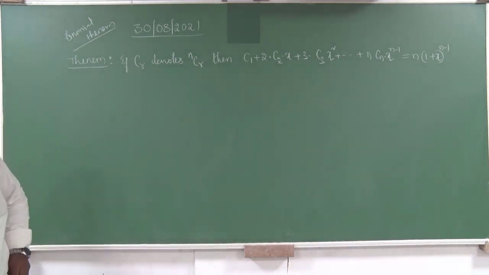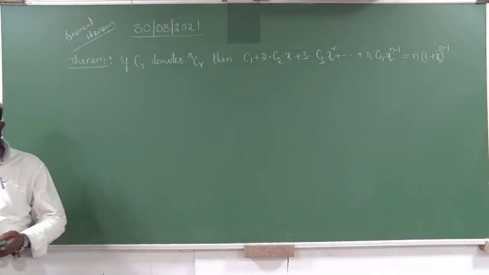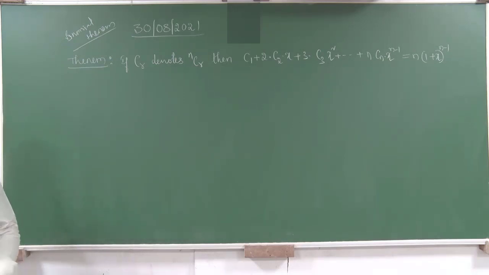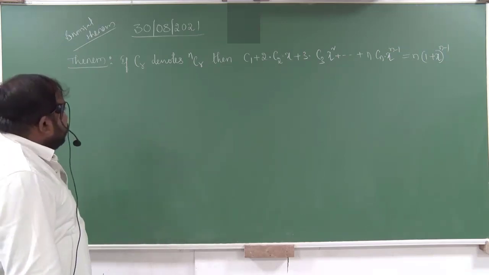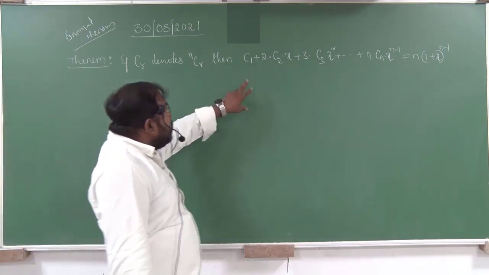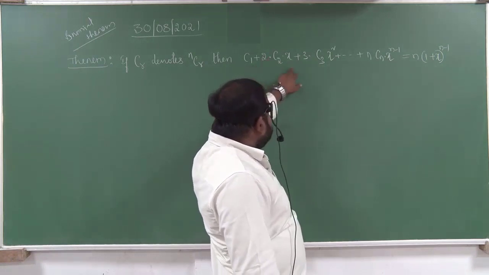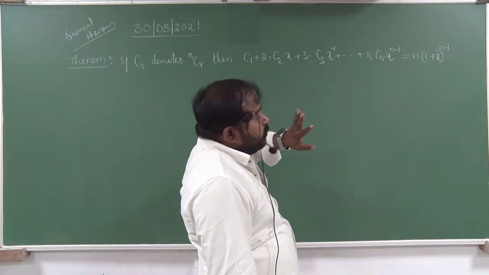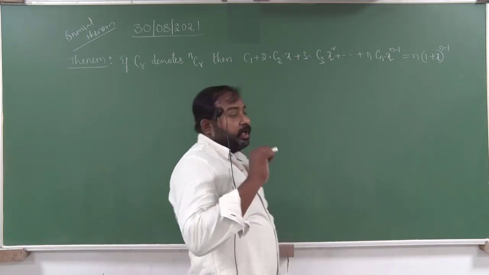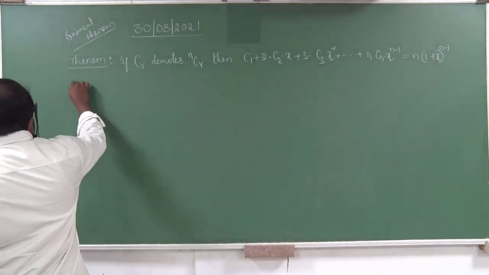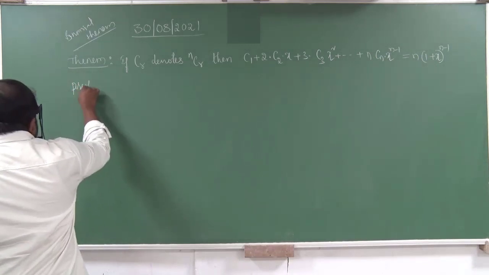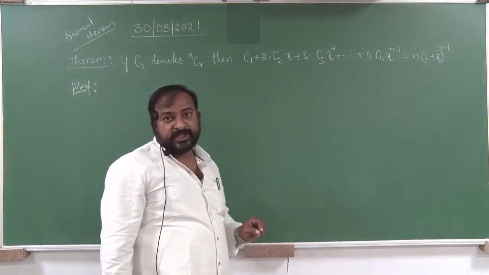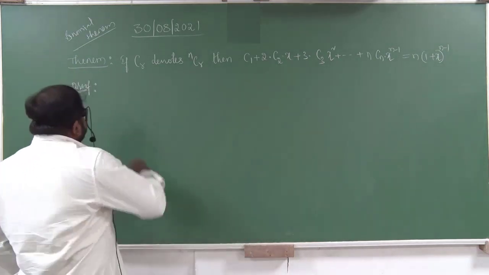Okay. Here it is given that if Cr denotes nCr, then C1 plus 2 into C2 x plus 3 into C3 x square plus ... plus n into Cn x power n minus 1 equals, that is the value. Listen for this one. How can you simplify this value? Here we can do two methods. First, one method I will tell you.